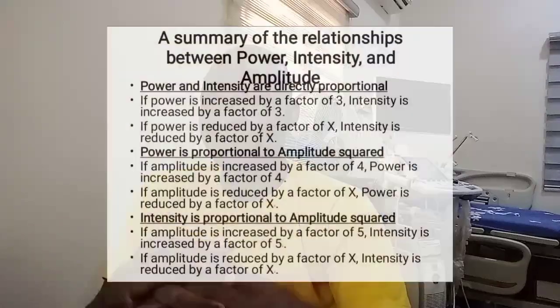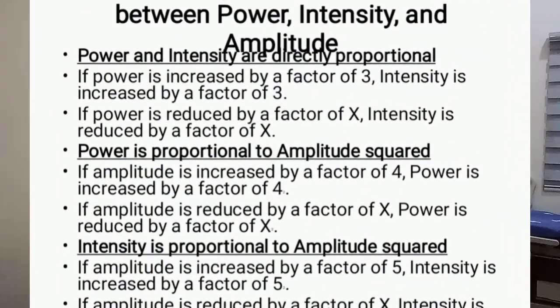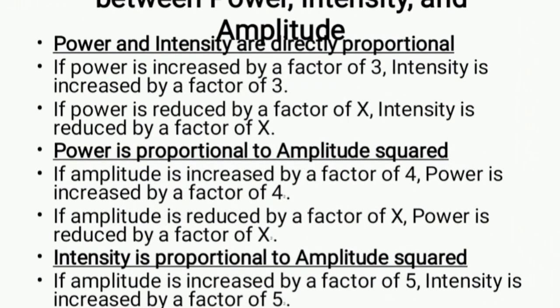But you need to note that in continuous wave ultrasound, the TP and TA values are equal because it provides a continuous transmission of ultrasound energy. There's no off time or pulse time. It's continuous. So here's a summary of the relationship between power, intensity, and amplitude.